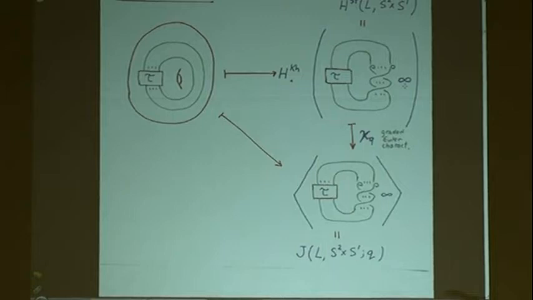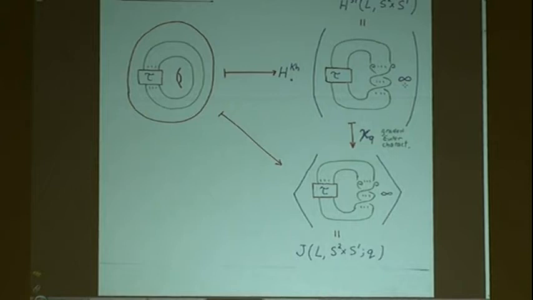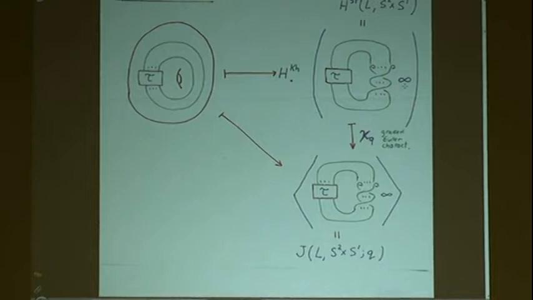And this will be, in fact, a polynomial in Q. Actually, when the twist goes to infinity, it will be a power series in Q. So it will be a Laurent power series, and this power series represents the invariant.